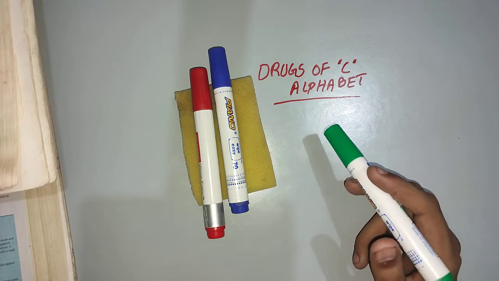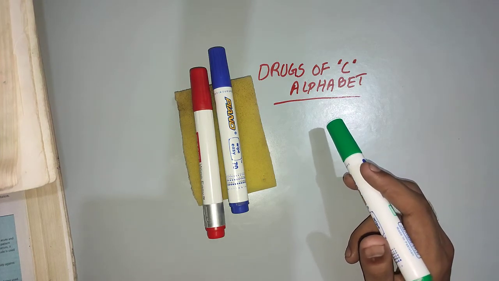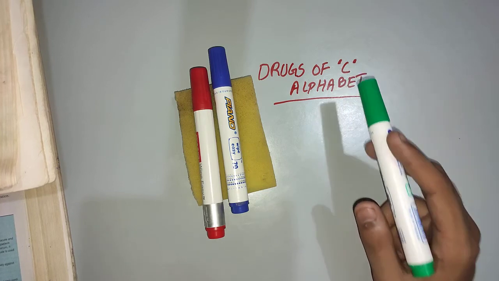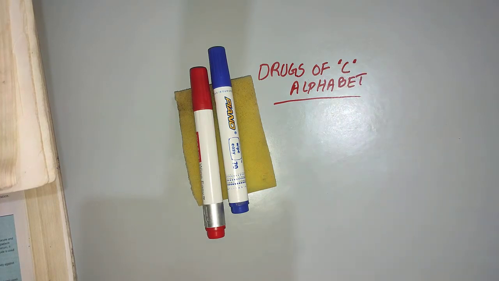Hello everyone. In this video, we will talk about all important drugs starting from alphabet C. So starting from the alphabet C, the first important drug is calcitonin.